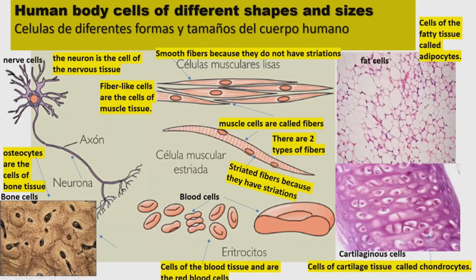Cells of the fatty tissue are called adipocytes. Cells of the cartilage tissue are called chondrocytes, and for cells of the blood tissue, for example, these are red blood cells.